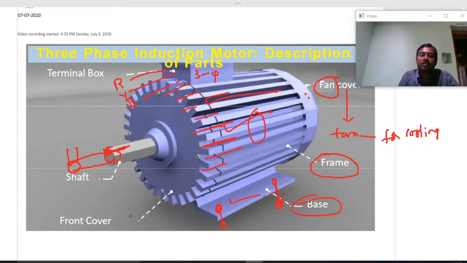And this is the front cover. The front cover is used to protect the machine from air or water. These are the overall parts which we can see from outside only. So what are the inside parts? What parts will be available inside? I will explain clearly.